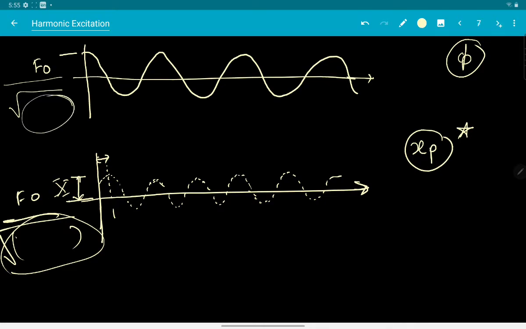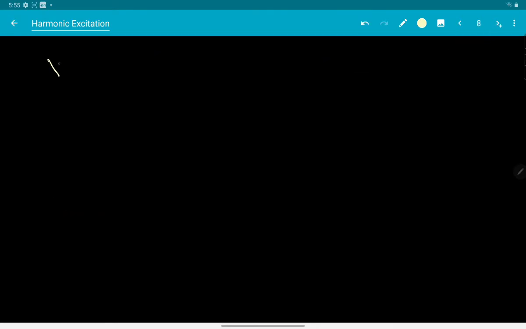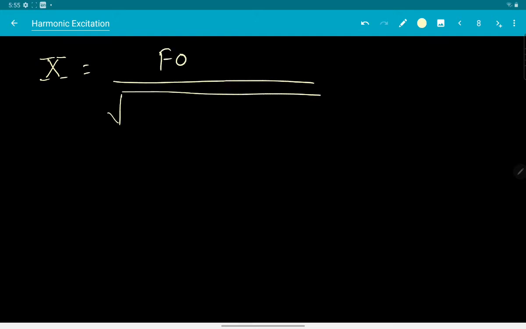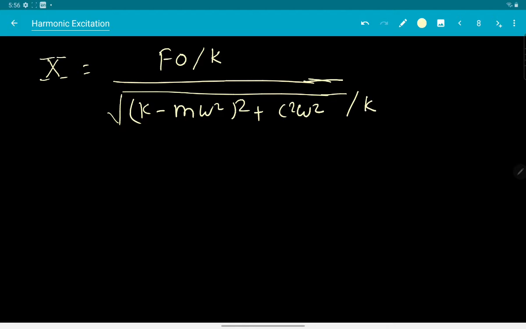Now let's try to express that X even in the better fashion. Okay, so what X right now we have obtained? We have obtained it in this way. Okay, c square omega square is over here. Okay, so now what I'll do is I'll divide numerator and denominator by k. Okay, so we have this thing sitting over here.